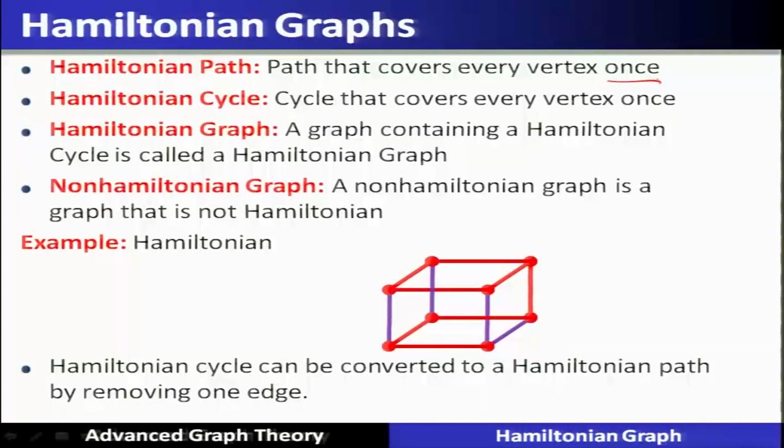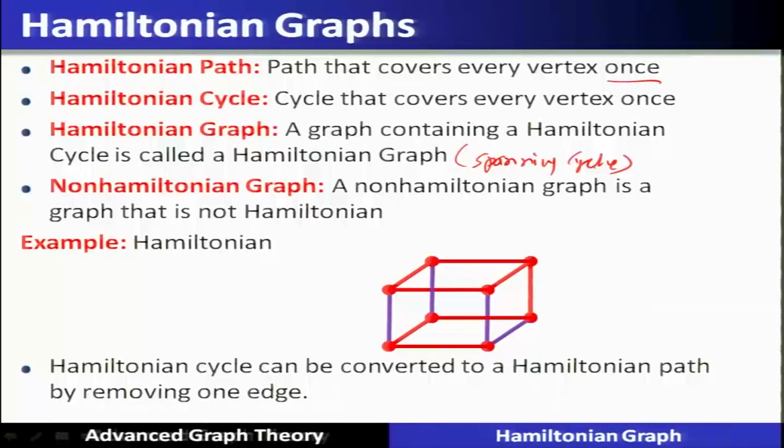A Hamiltonian cycle is a cycle that covers every vertex once. A graph containing a Hamiltonian cycle is called a Hamiltonian graph, or we can also say a graph having a spanning cycle is called a Hamiltonian graph. A non-Hamiltonian graph is a graph that is not Hamiltonian. That means it does not contain a spanning cycle, or there is no Hamiltonian cycle present in the graph. They are called non-Hamiltonian graphs.